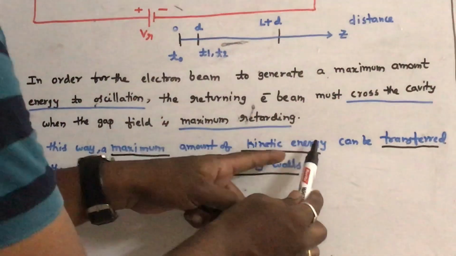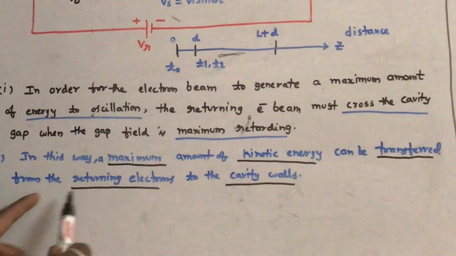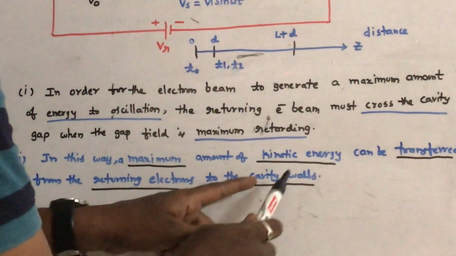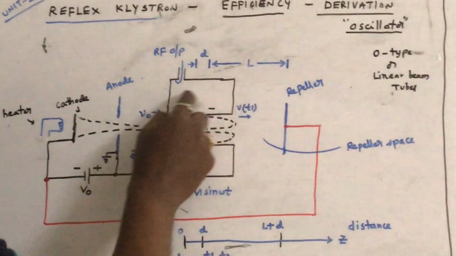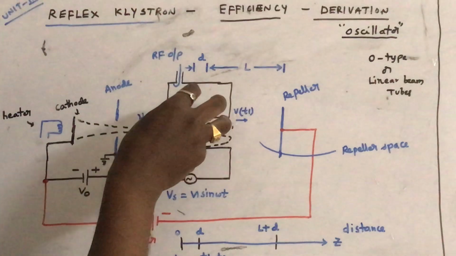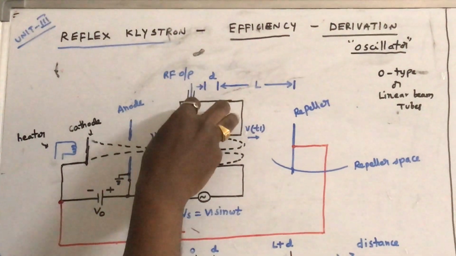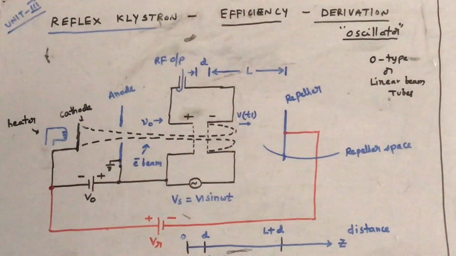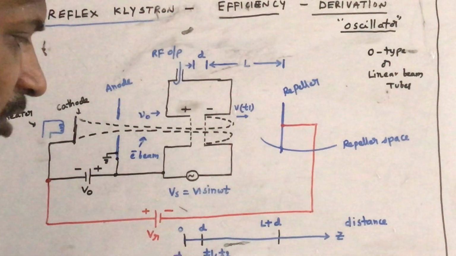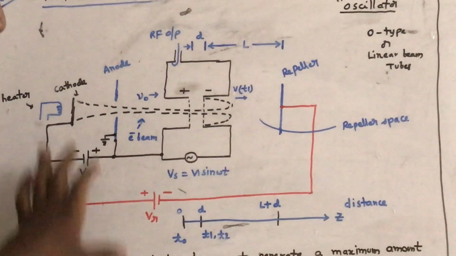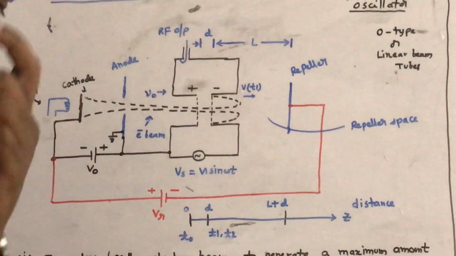In this way, the maximum amount of kinetic energy can be transferred from the returning electrons to the cavity walls. Therefore, when the electron bunch arrives at the cavity gap during the maximum retarding field, it transfers its maximum kinetic energy to the cavity walls. So oscillations are sustained and RF output is obtained in the reflex Klystron. This is the very simple operation of the reflex Klystron.